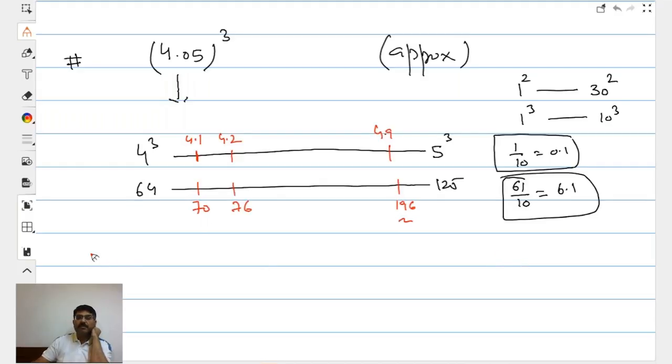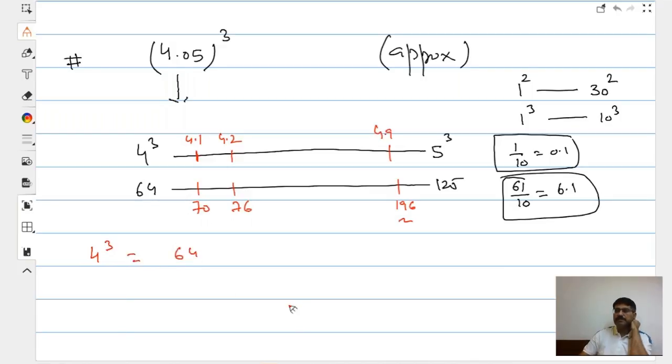Got it? Now, I said, 4 cube. Everybody remember? 64. It is 4 plus 0.05. So, wouldn't it be approximately 64 plus 3? That is going to be 67.